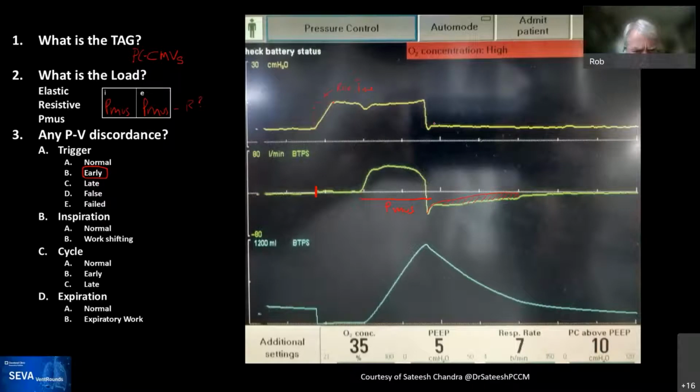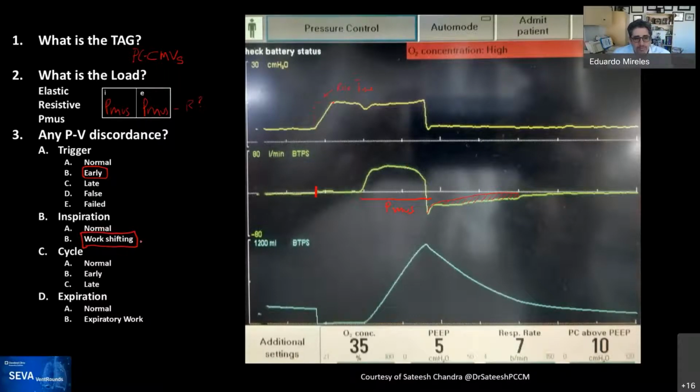Then during inspiration, this would actually be work shifting, although it's minimal work shifting. The pressure is barely distorted on this ventilator, but the tidal volume is larger because the patient is doing work on top of this. So there's more work. The patient is doing a higher percentage of that work. So this falls into our description of what work shifting would be. But I would not call it severe. I would call it just work shifting in general. That doesn't mean that it needs to be addressed. It's just something to be aware of.